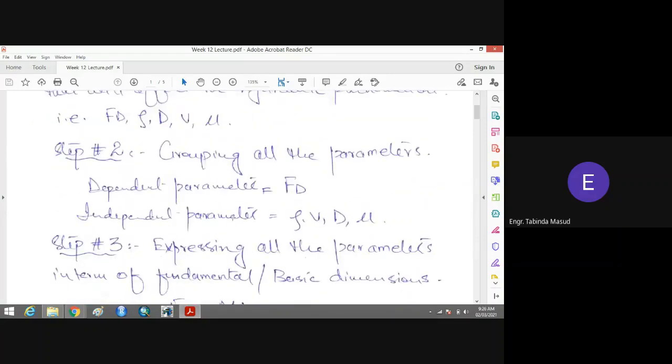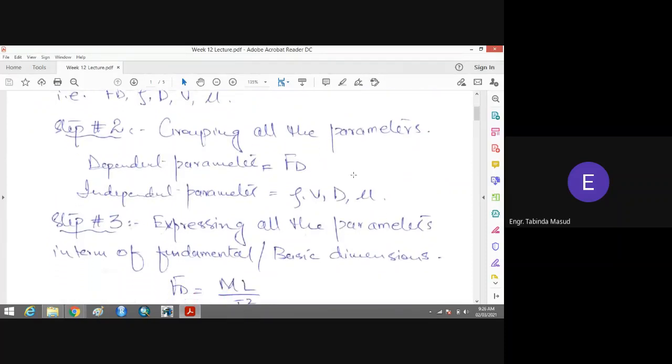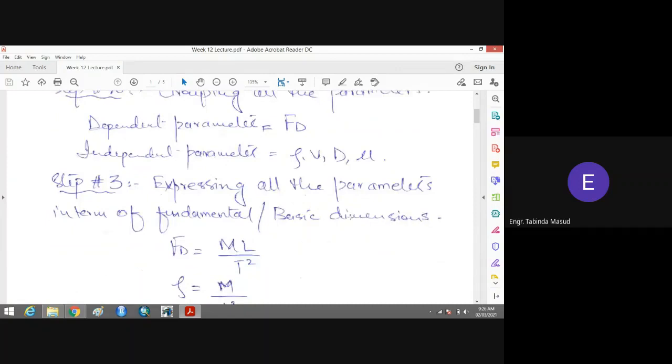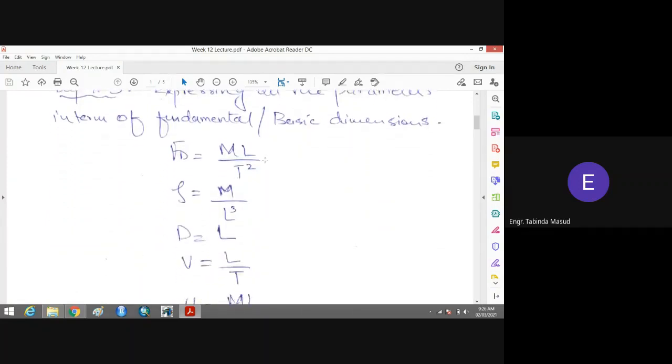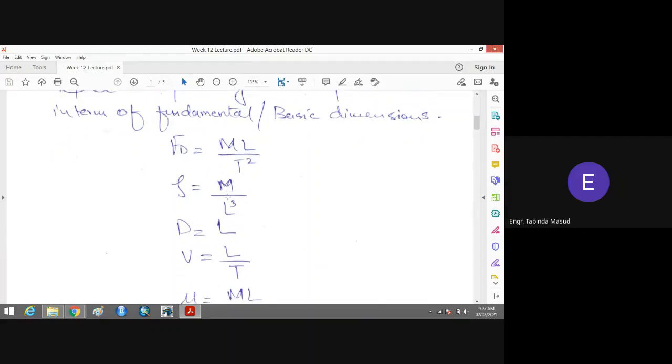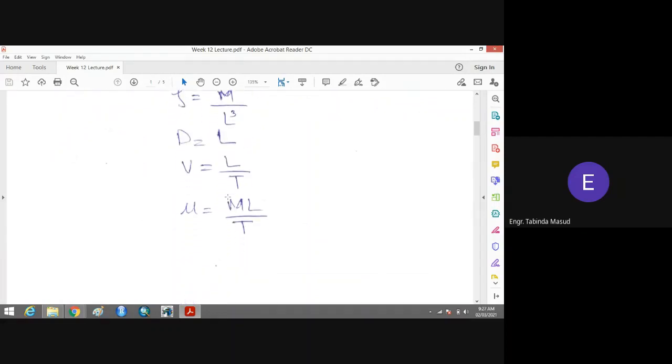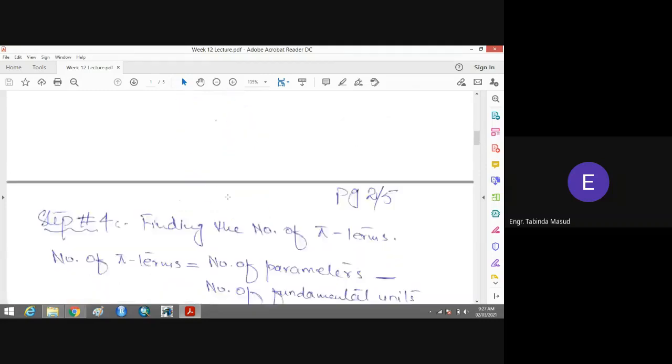Step number 2, we will group the parameters. We will see which parameters are dependent and which are independent. The dependent parameter is the drag force and all the others are independent parameters. Step number 3, we will write the fundamental dimensions of all these parameters, which we have already discussed in the Rayleigh procedure. For drag force, it is ML divided by T square and so on. You can see here that we have written the fundamental dimensions of all these parameters.